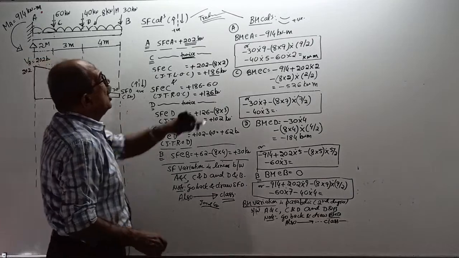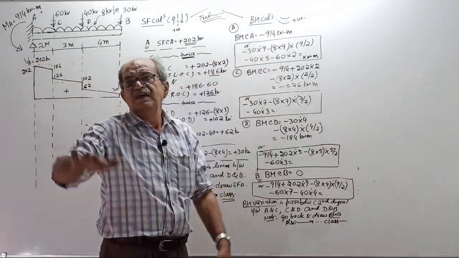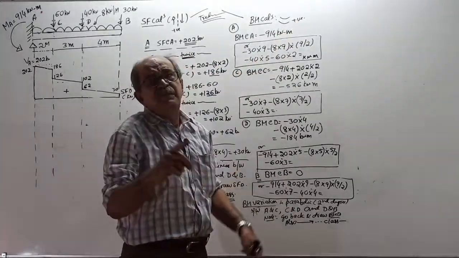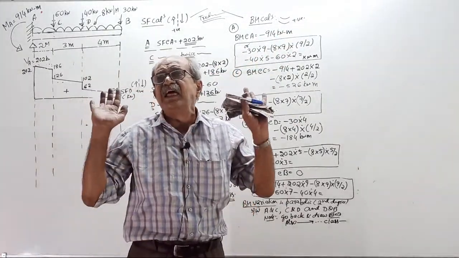Start. Go for BM calculation. Sagging positive. You write. First you write the BM calculation traditionally.